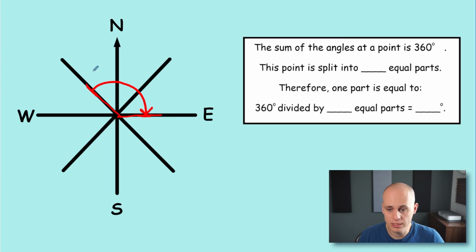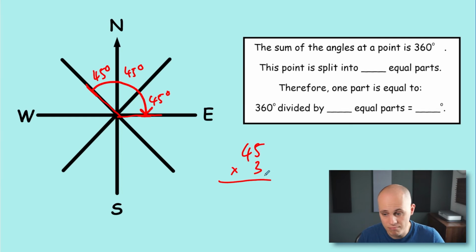So, as we've just worked out, each of these parts is 45 degrees. All we have to do is just see how many of those segments we've got, which is quite clearly 3, and just do 45 times 3. That's it. 3 times 5 is 15, and then 3 times 4 plus the 1 is 13. The answer is 135 degrees. That's it, guys. You know, it doesn't get much harder than this.